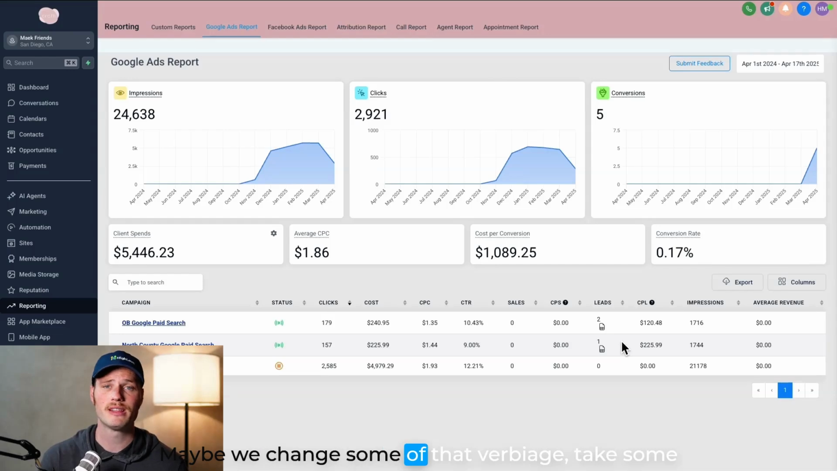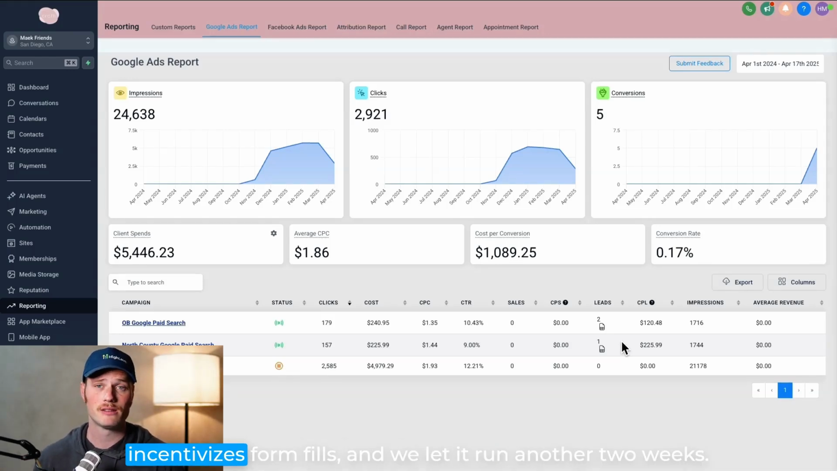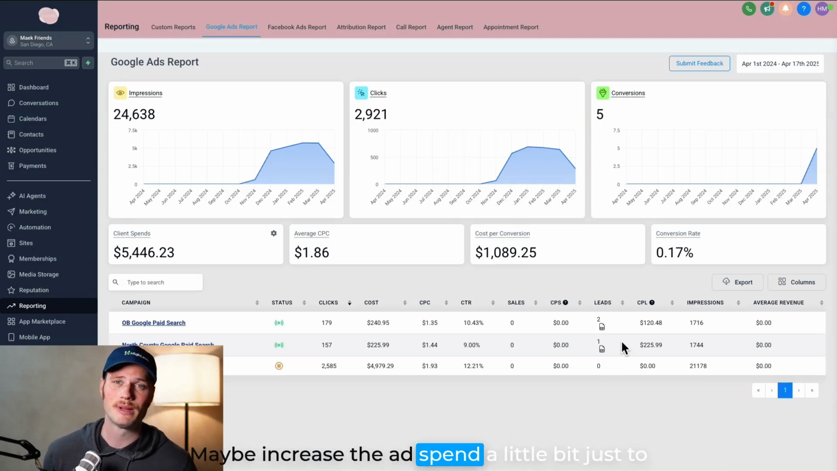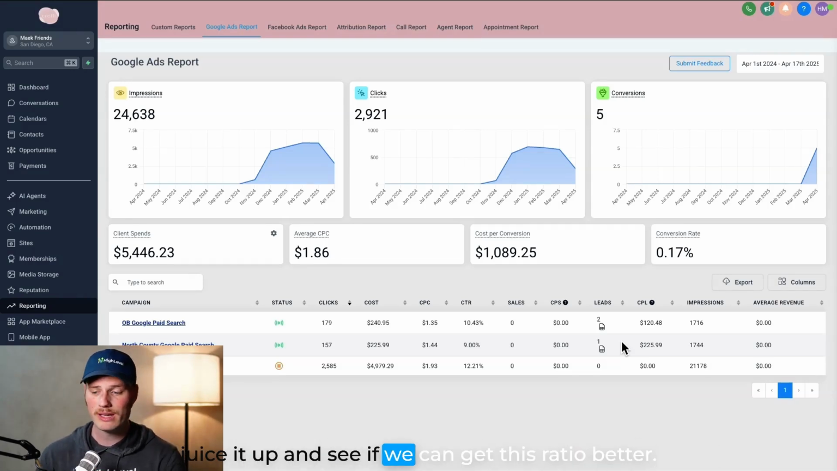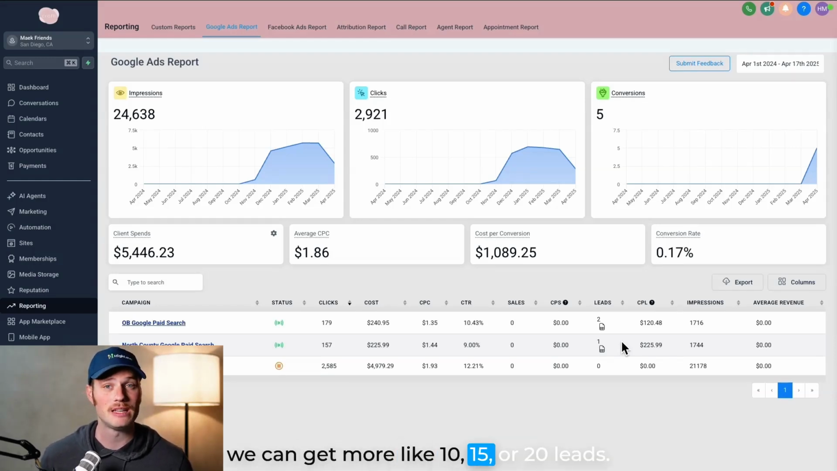Maybe we change some of that verbiage, take some of that friction out, add a standing offer that actually incentivizes form fills, and we let it run another 2 weeks, maybe increase the ad spend a little bit just to juice it up, and see if we can get this ratio better. See if over the next 100 clicks we can get more like 10, 15, or 20 leads.